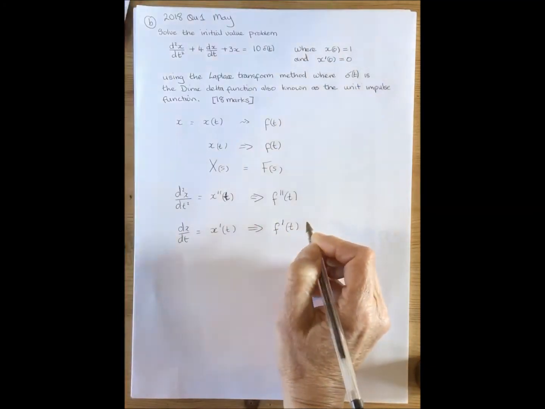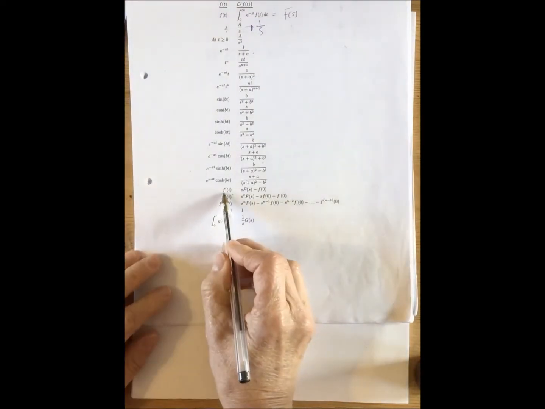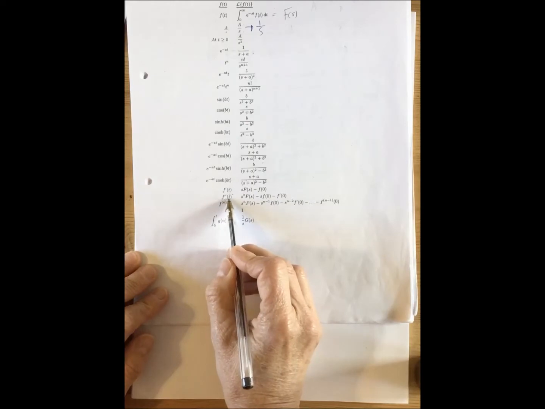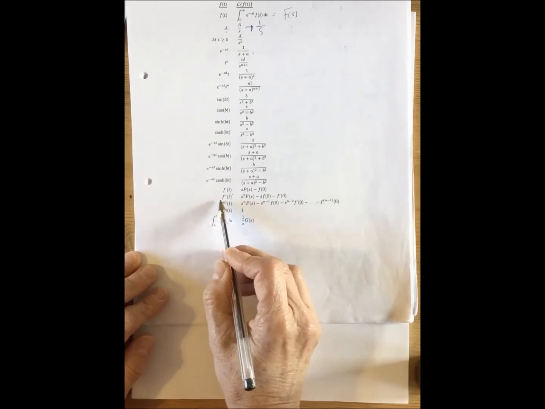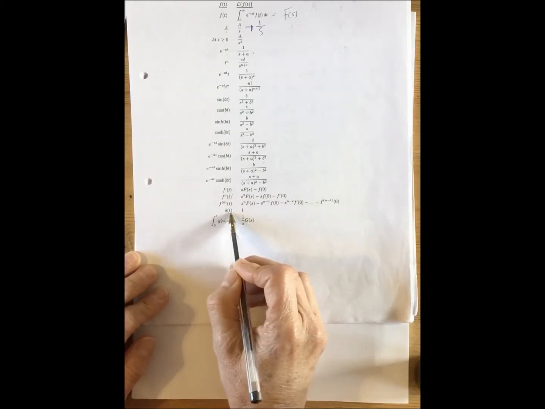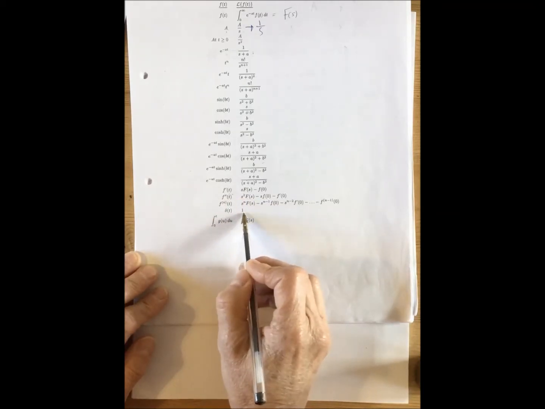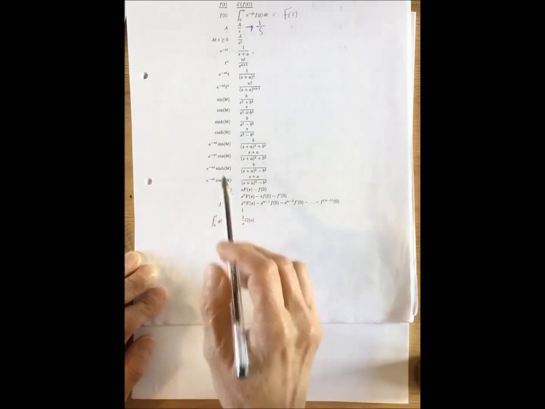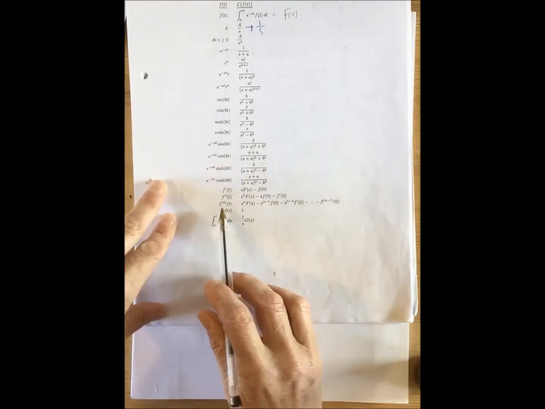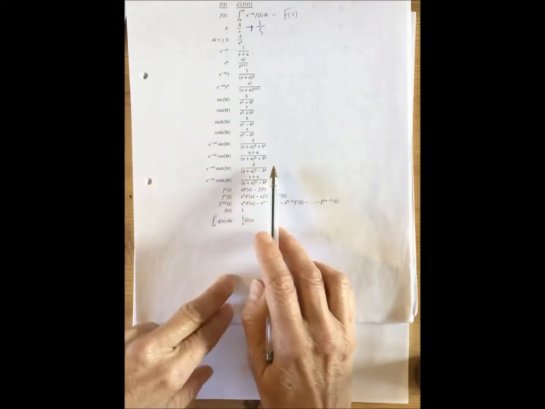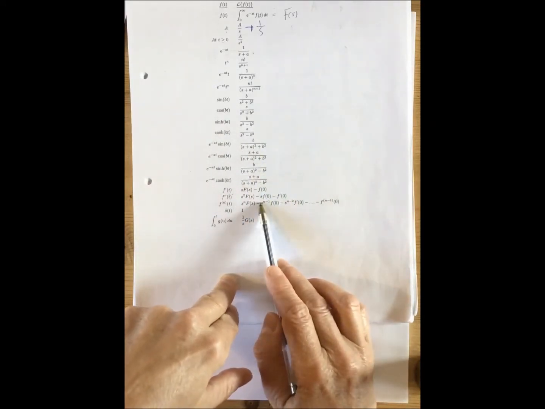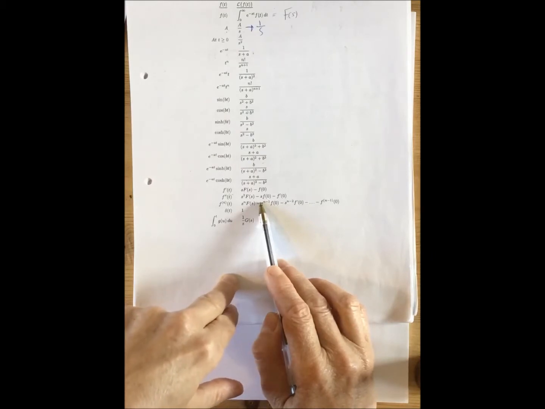So if we have a look at the tables, there we have f dash t, that corresponds to our x dash t, and f double dash t, the second derivative, corresponds to our x double dash t. And delta t, the Dirac delta function, is just 1 when you do a Laplace transform on it. Everything on the left hand side is a time-based function. You do a Laplace transform on it and you change it into a function based on s, and this is where the capital letters come in, capital F of s.